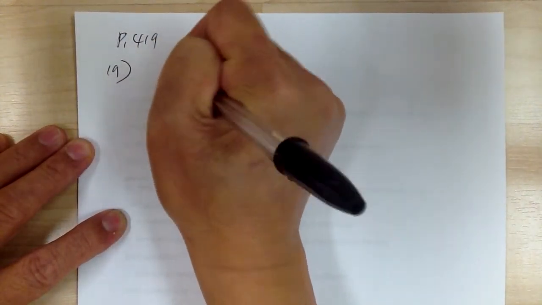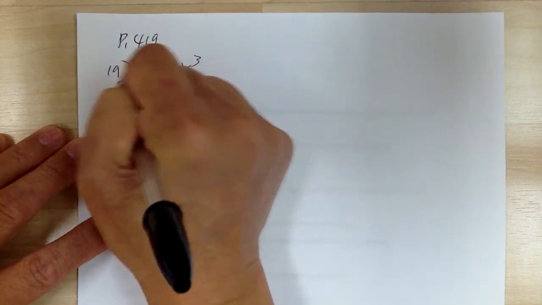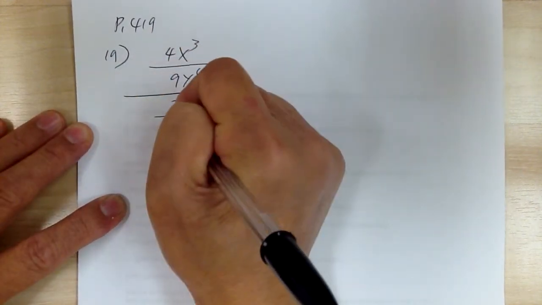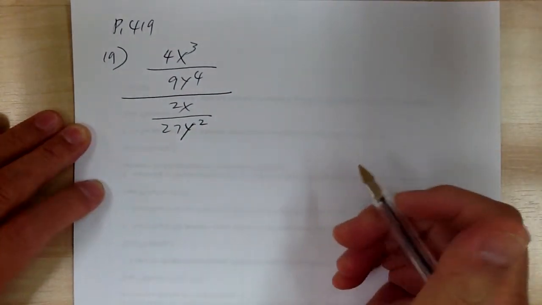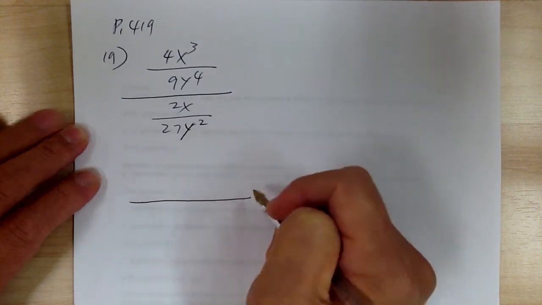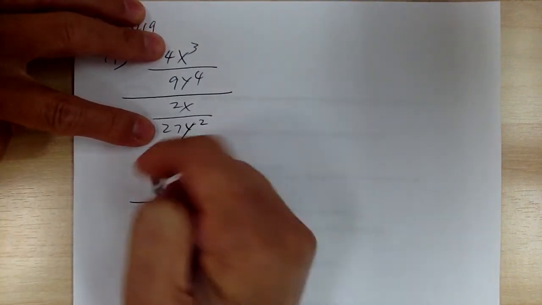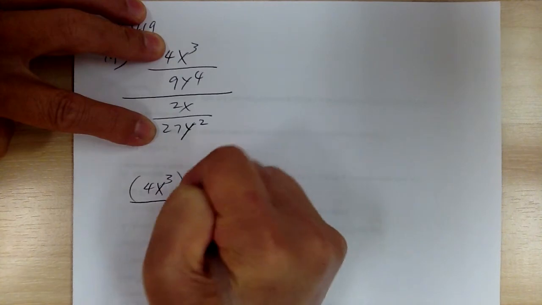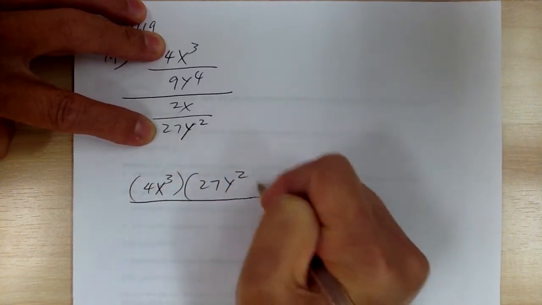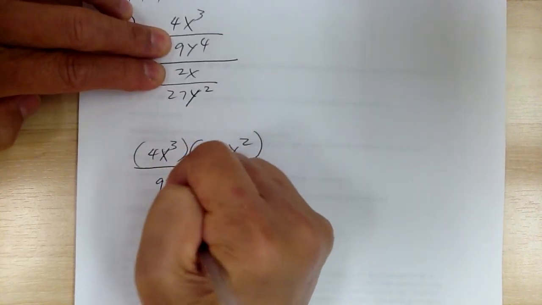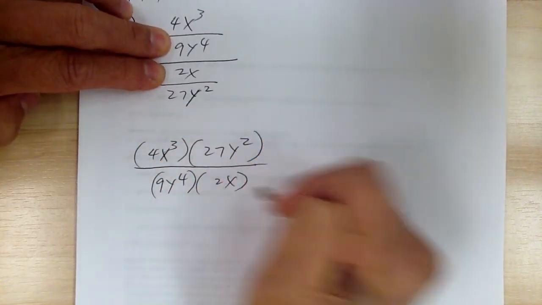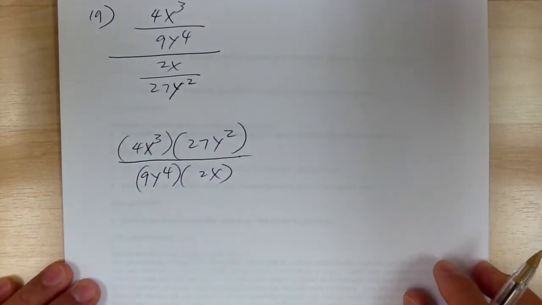You have 4x cubed over 9y to the 4, over 2x over 27y squared. Okay, for this type, there's no addition or subtraction, so you can use the outside over the inside. So outer over inner, right? So you got 4x cubed and 27y squared. The outside goes on the top, the inside goes on the bottom. So you got 9y to the 4 and 2x. Okay. So now you're ready to cancel after that.